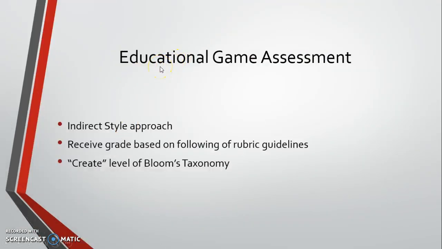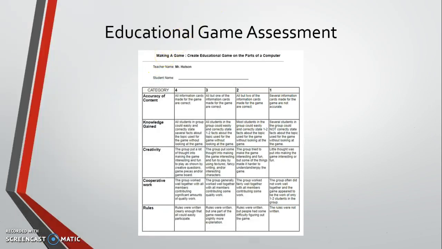The next and final was an educational game assessment. This was very indirect, as students would receive a grade based on a rubric guideline instead of a test score. And this showed the create level of Bloom's taxonomy. Here you can see the educational game assessment itself. Right here it says Mr. Hutson. It has been modified to say Miss Hutson for her classroom.